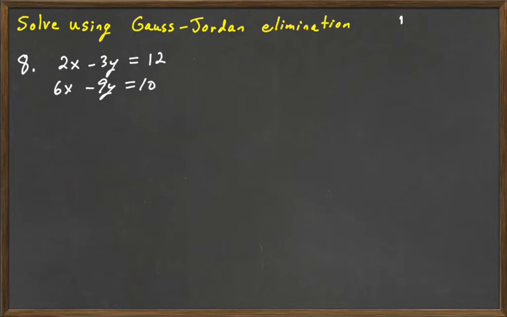So we're going to go ahead and draw our procedure over here. In row 1, column 1, we want a 1. In row 2, column 1, we want a 0. In row 2, column 2, we want a 1. And in row 1, column 2, we want a 0. So that's the procedure we're going to follow for the Gauss-Jordan elimination. And go ahead and write in our augmented matrix here.